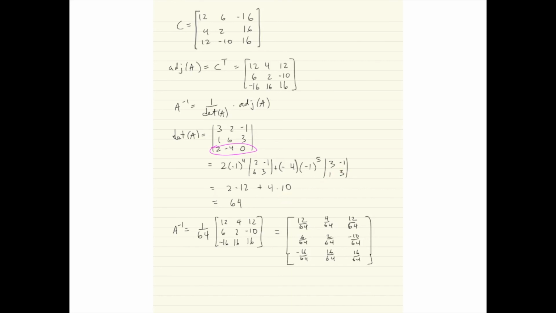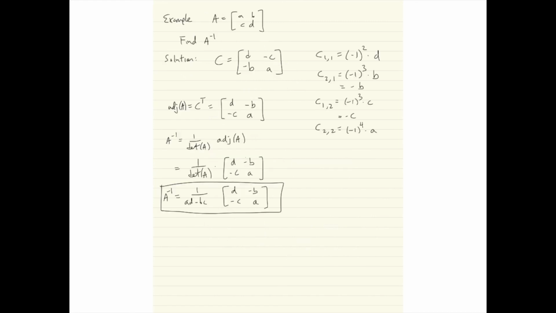So we get 64, and so the determinant is 64, and so to find A inverse, we do 1 over 64. And again, this means you multiply every single entry of the matrix by 1 over 64, and so then I get this. Okay, so a little bit messy and tedious, but it is what it is.